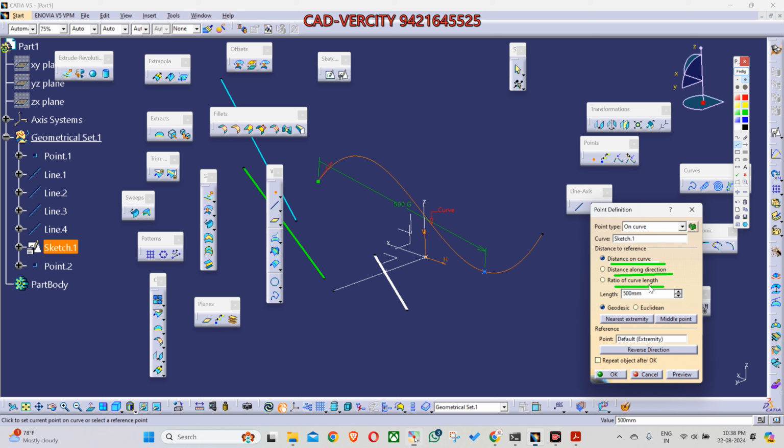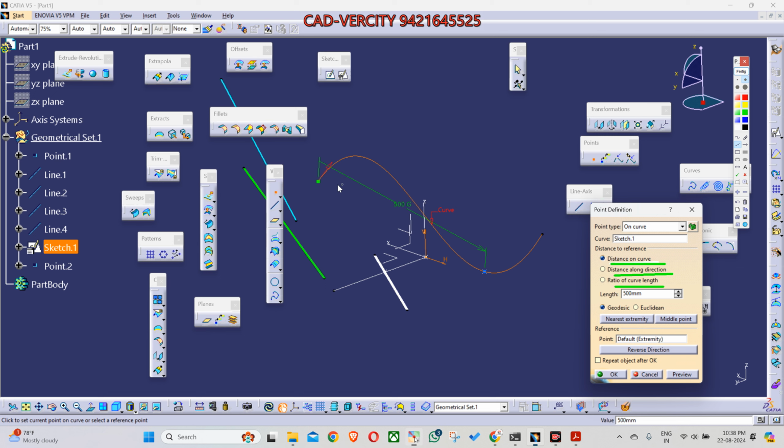It will take the whole length as one. Ratio is one, from the start point to the end point of the arc. If we want between start and end point, we can give a value less than one.